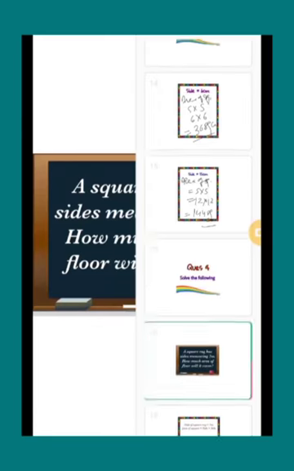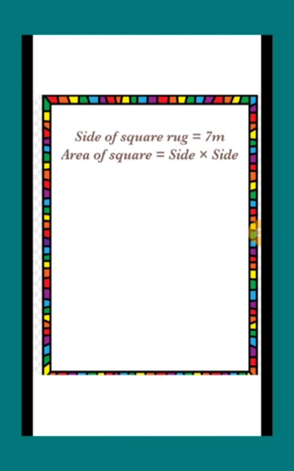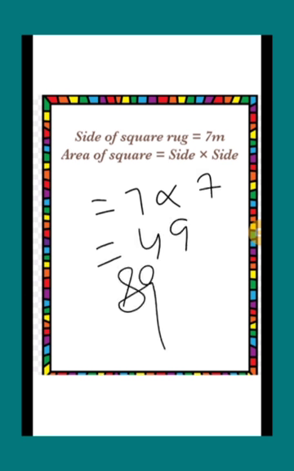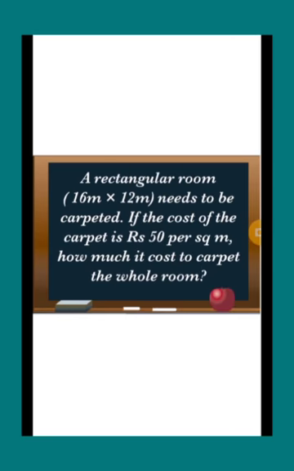The side is 7 cm, and area of square is equal to side multiply side, which is equal to 7 multiply 7. Answer is 49 square meter. Okay. See next question. A rectangular room 16 meter multiplied 20 meter.